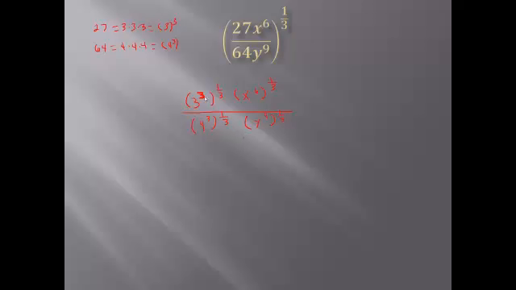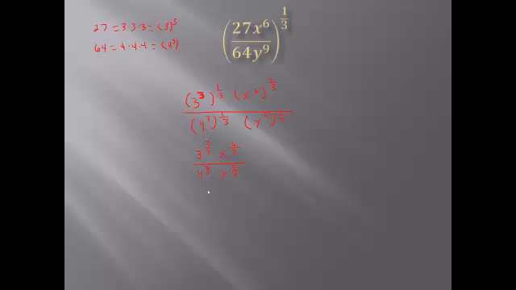So again, we've gone over this, and when you have a power to a power, you just multiply those exponents. So that's 3 to the 3/3 power, x to the 6 over 3 power, 4 to the 3 over 3 power, and then y to the 9 over 3 power. Then you just simplify those exponents.